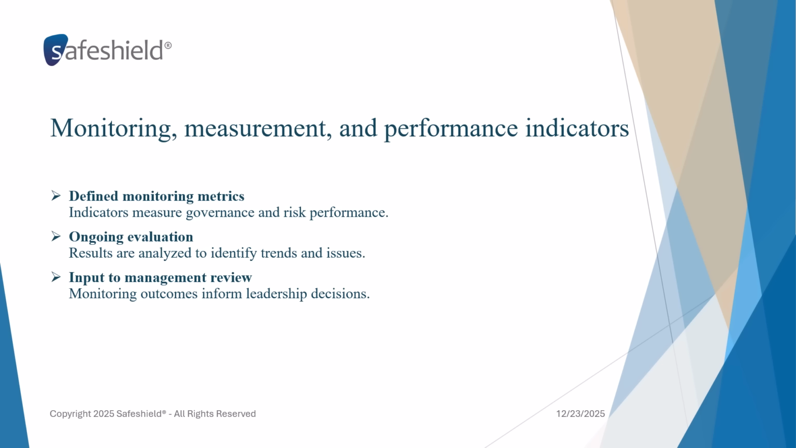Governance indicators may include completion rates for risk assessments, timeliness of approvals, number of unresolved nonconformities, training coverage, and supplier assurance status. AI system indicators may include model performance metrics, bias indicators, drift detection results, incident frequency, and threshold breaches. Indicators should be selected based on risk significance and governance objectives rather than convenience. Measurement alone is insufficient. Results must be analyzed and acted upon.